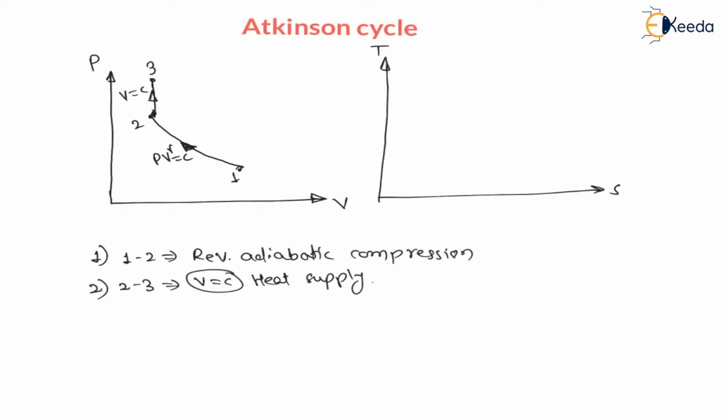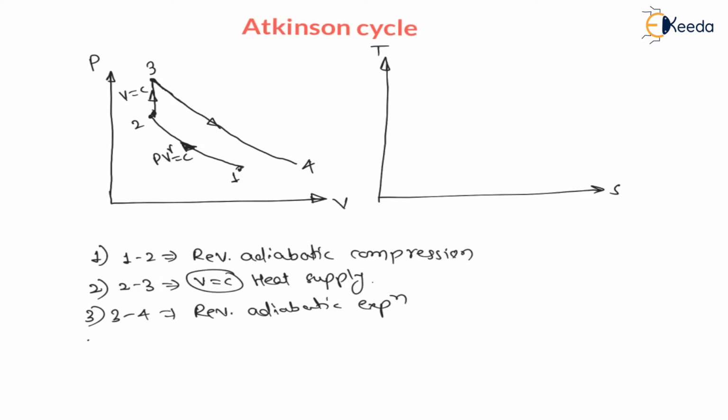Now after this the third process is 3 to 4, reversible adiabatic expansion. Therefore from 3 to 4 the gas inside the piston cylinder assembly will expand reversible adiabatically, that is 3 to 4 like this, right?